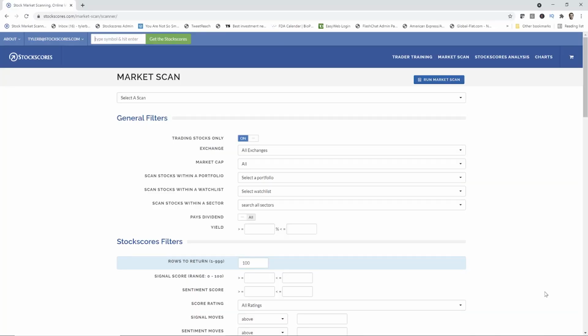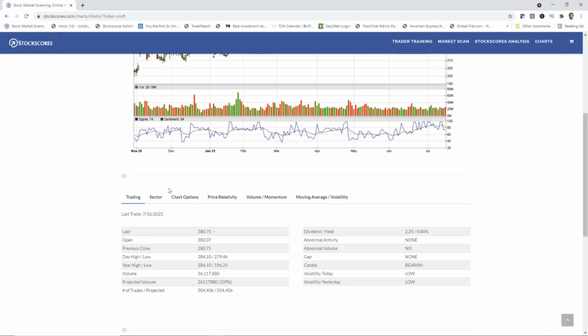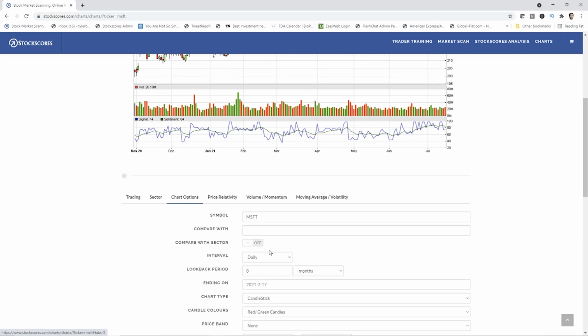All right, let's take a look now at the Stockscores market scan and show you how to search for some of those longer-term trades. Now, we have to do two things for Stockscores members in order to do this. The first is to set your default chart time frame to a 3-year weekly chart. So I'm just going to jump into the Stockscores website, and you just pull up any old stock, it doesn't matter what. So we'll pull up Microsoft, and I'm going to go down to the charting options tab below the chart, and I'm going to select this at a weekly interval, and we're going to make it 3 years.